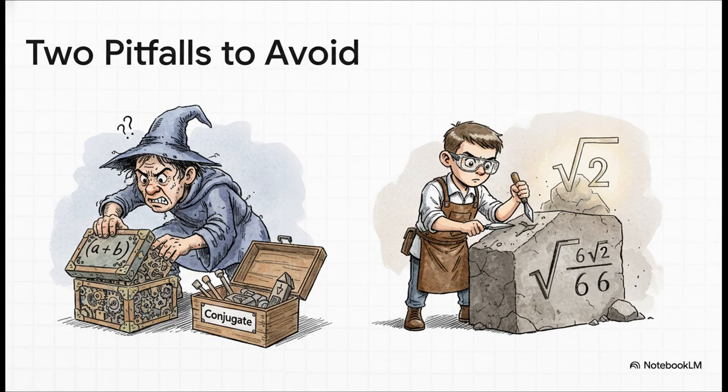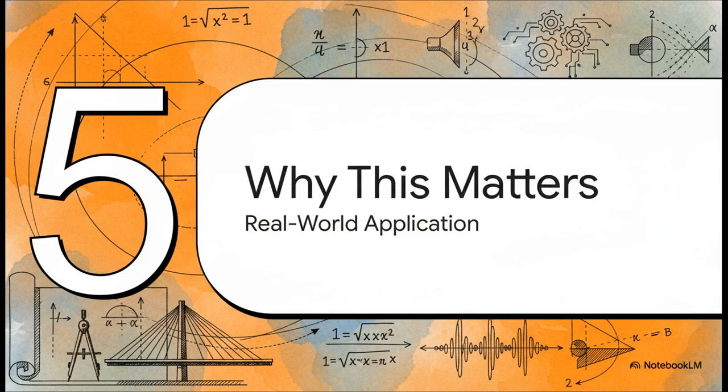So if you only remember 2 things, let it be these. First, for those two-term binomials, you always have to use the conjugate to make sure those pesky radicals cancel out. And second, no matter which method you use, always give your final answer one last look to see if it can be reduced.